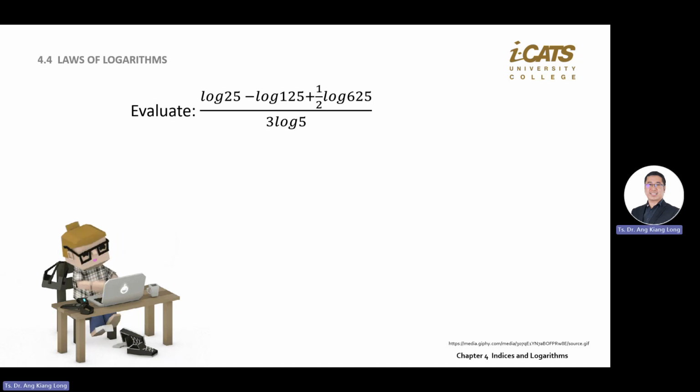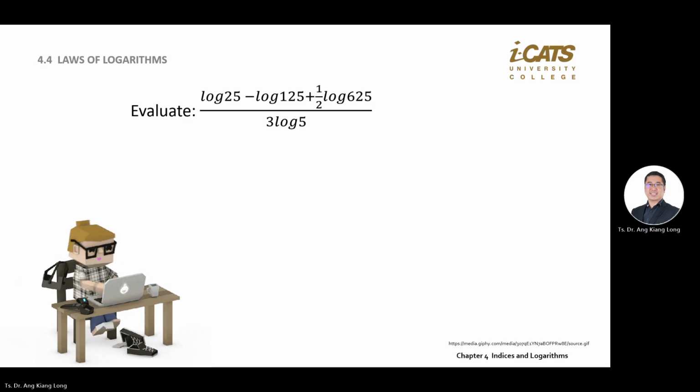Evaluate this one. You can see 25, 125, 625, and 5 are actually base 5. At the end, you arrive at 5 power something or something log 5. By first look, the first one you know is 5 power 2. This one is 5 power 3. This one is square root of 625, I don't know, need to press calculator. Then 3 power 5 power 3.